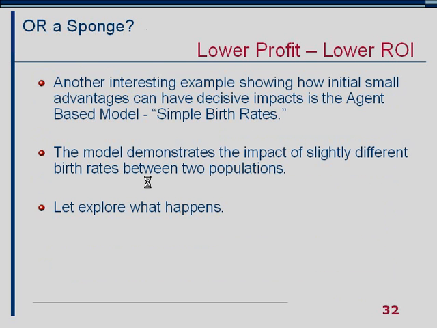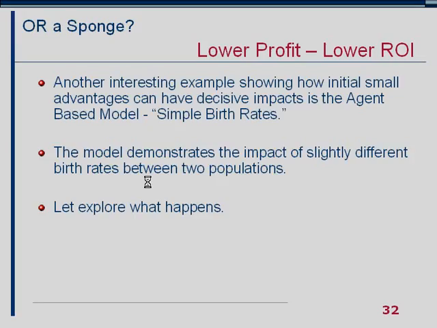So another interesting example showing how initial small advantages can have decisive impacts is the agent-based model that is written in NetLogo. It's called Simple Birth Rates. This model demonstrates the impact of slightly different birth rates between two populations. While it's an oversimplification of how competitive markets work, it does give you some insights as to how small advantages can build over time, and that's why it's important. This is why OR is important, because you need those small competitive advantages initially to ensure the survival of your company in the long run.